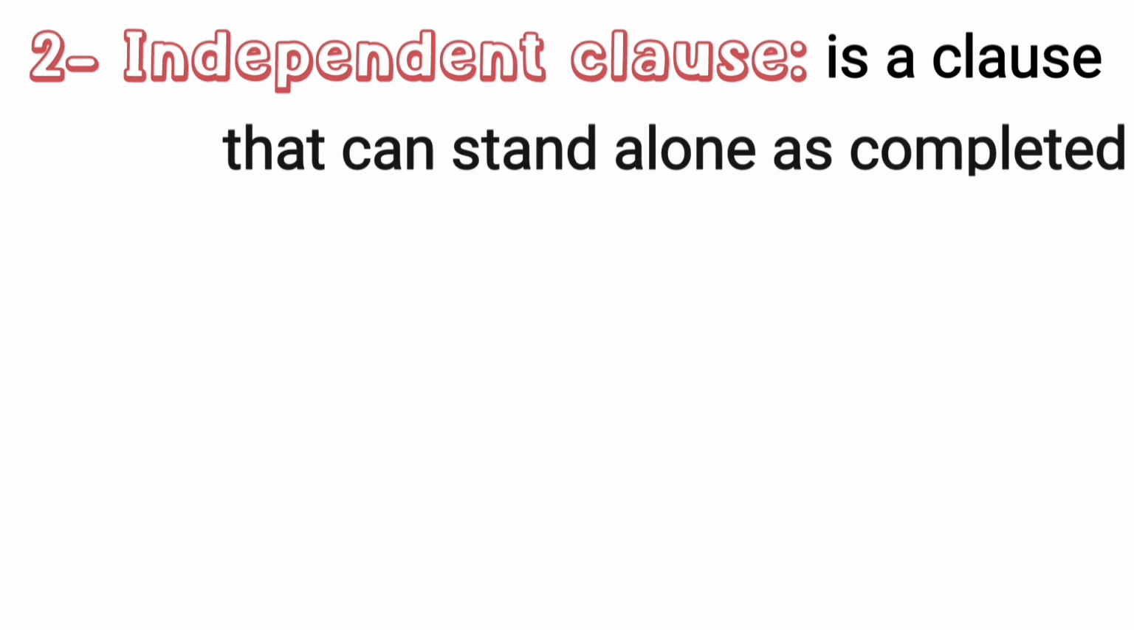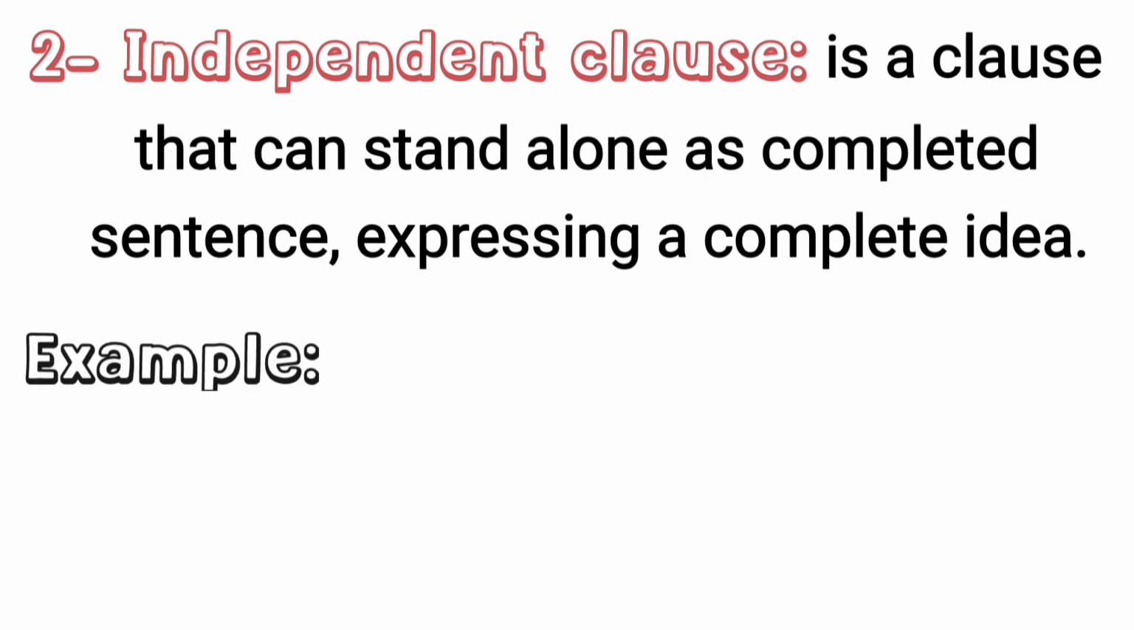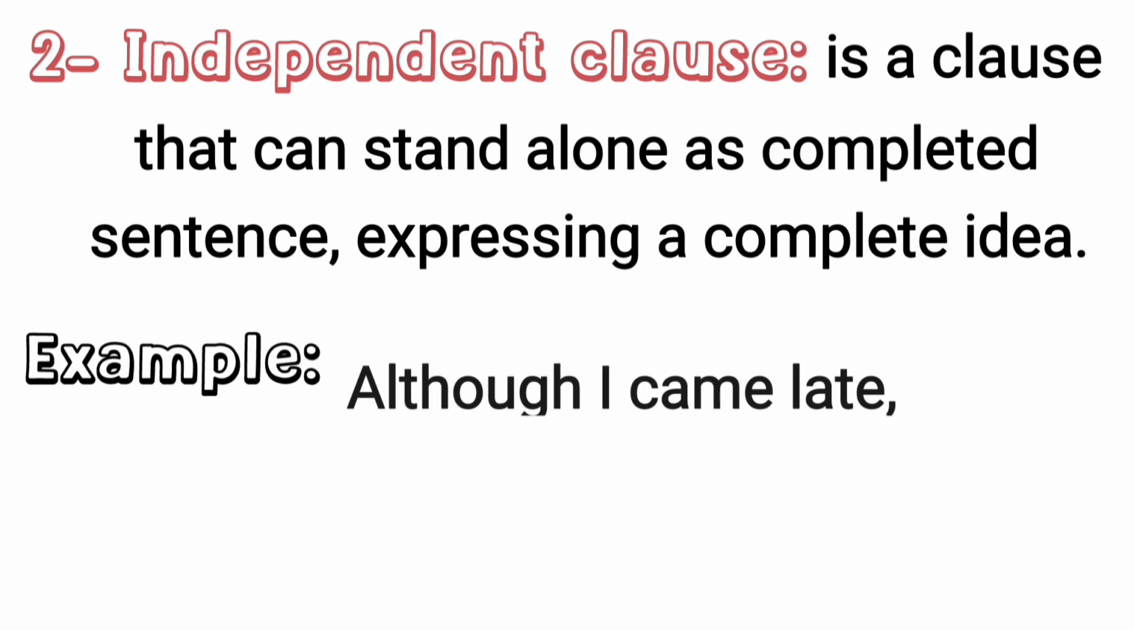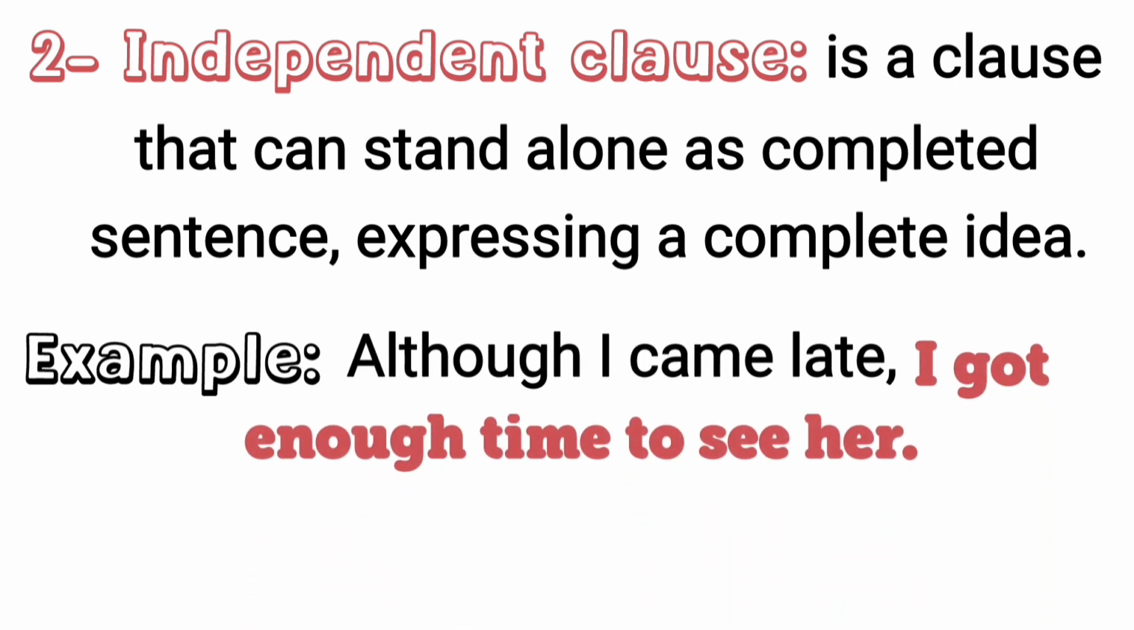Now let's move to the second one. An independent clause is a clause that can stand alone as a completed sentence, expressing a completed idea. Let's take the same example. Although I came late, I got enough time to see her. In this sentence, "I got enough time to see her" is the independent clause. It is independent because it doesn't need a dependent clause to make sense.